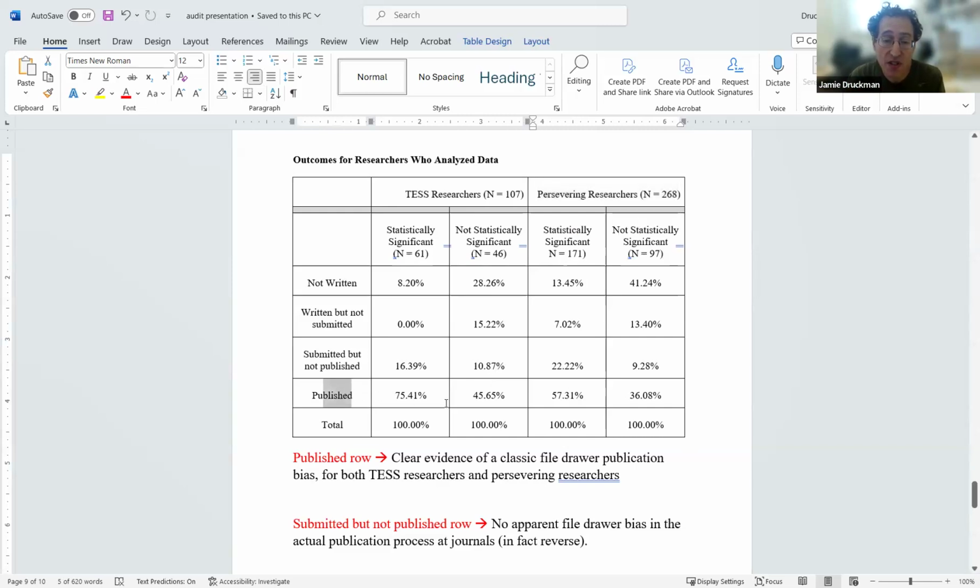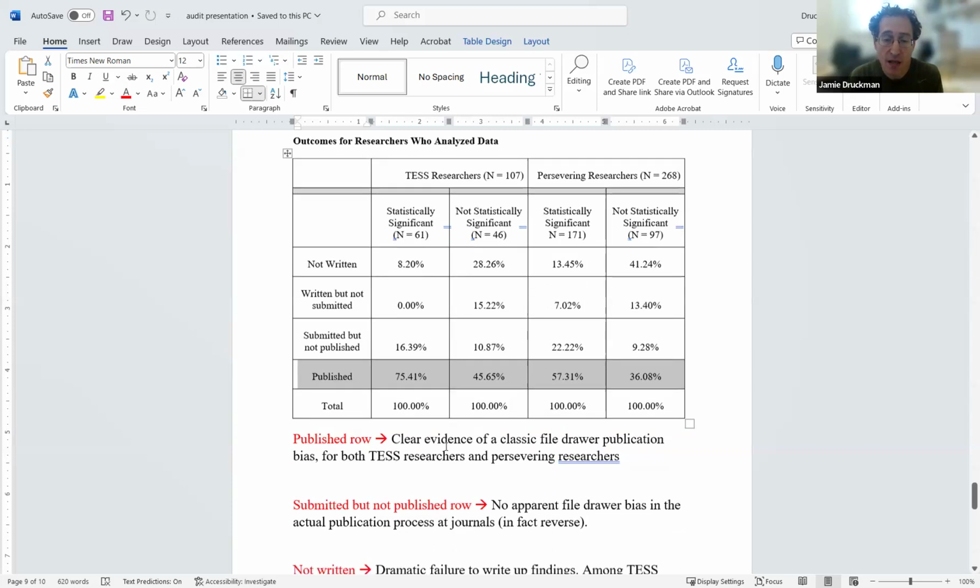And so the first thing to look at is just this row, the published row. So this is the in-line publication bias. And what we see, right, for test researchers, is a pretty clear 30 percentage points or so of file drawer bias. And then for persevering researchers, we also find a pretty clear file drawer bias. And so that's not a great finding. I mean, it's an interesting finding. We were hoping to not find as much of a file drawer bias at this point.